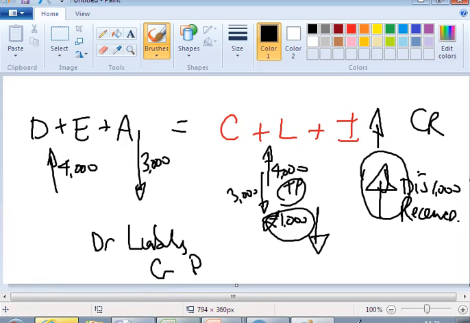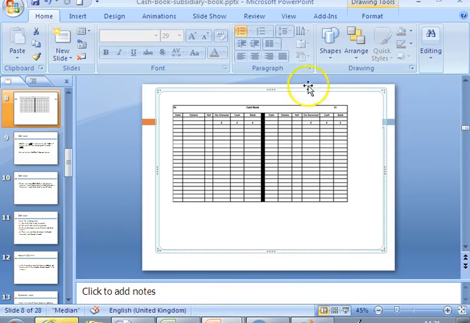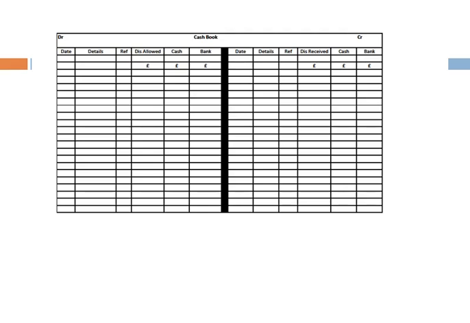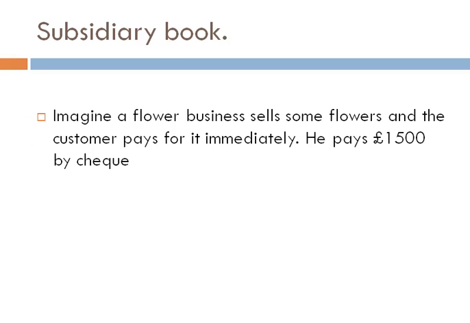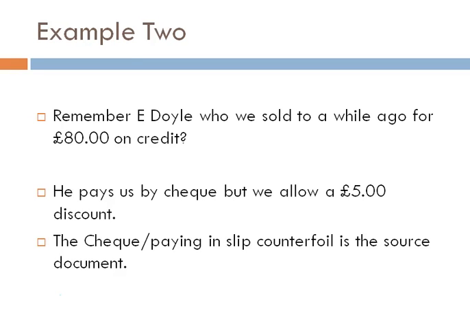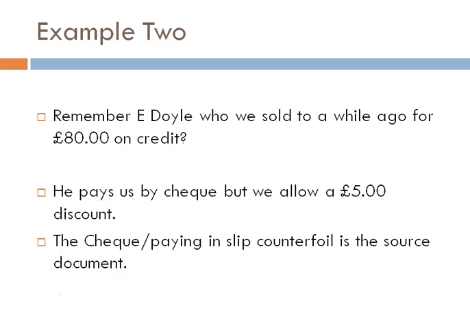Right. So let's go back to the PowerPoint and see if we can look at this again. We have discounts received on this side. You can see that when you're paying. We talked about the discount columns. Okay, so let's go through a few examples.